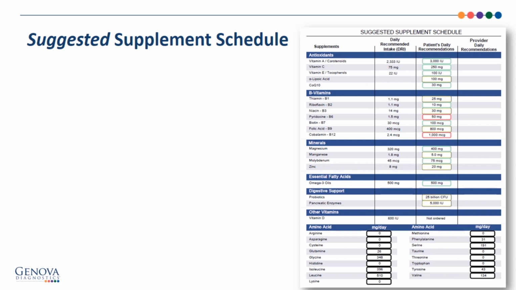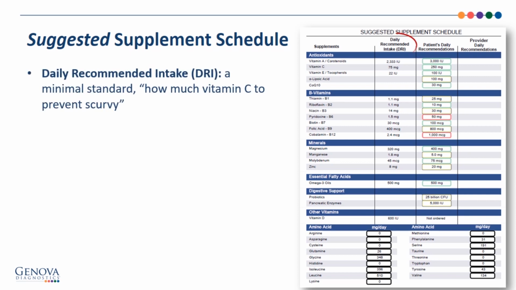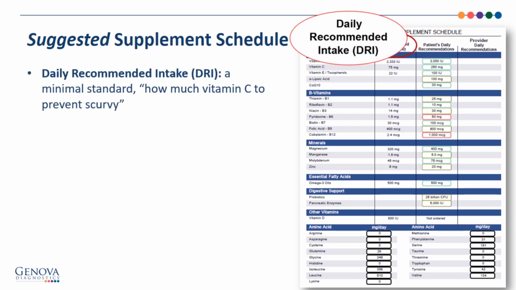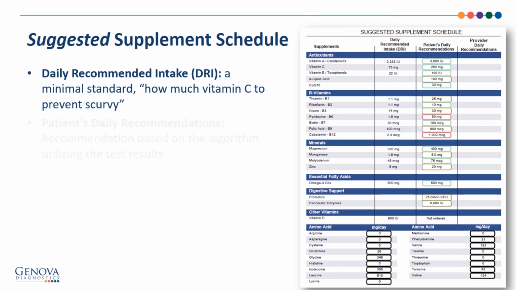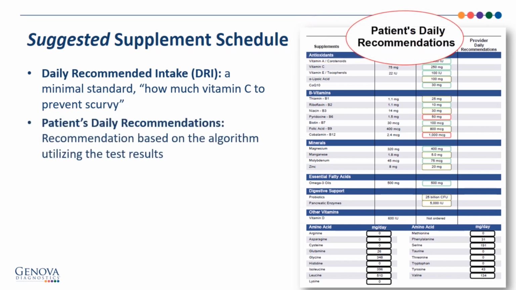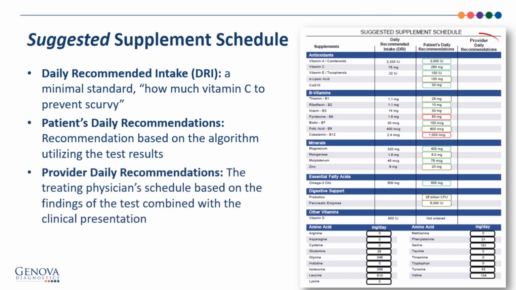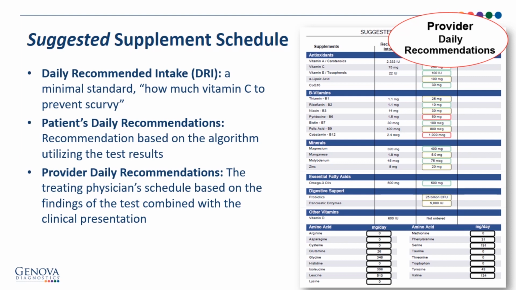If we look at this, you'll see a column to the left, which is the daily recommended intake, or DRI, which is a minimal standard. How much vitamin C to prevent scurvy? It's really there just to give us a sense of proportion. The patient's daily recommendations are recommendations based on the algorithm utilizing the test results. So again, the green, yellow, and red configuration. To the right, we have the provider daily recommendations. That's blank, and that's yours.